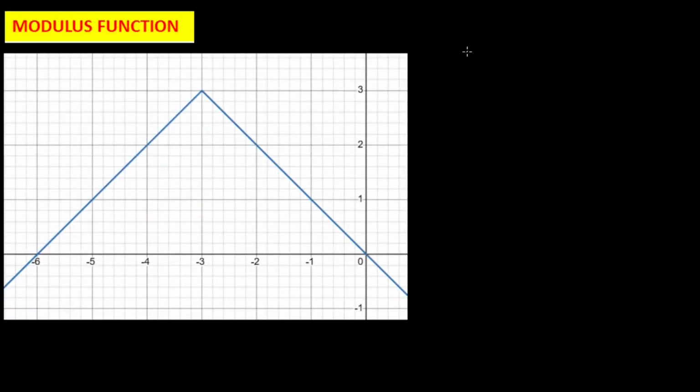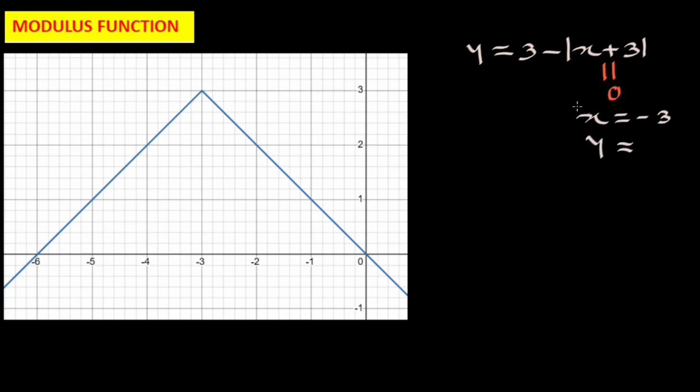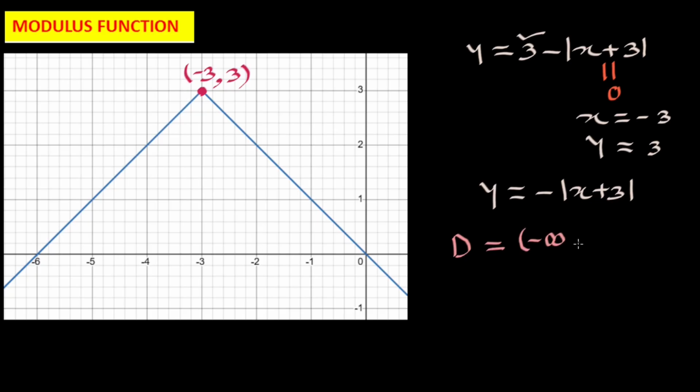This is a graph of y equals 3 minus mod x plus 3. To find the critical point, we equate x plus 3 to 0. That gives us x equals minus 3, and hence y equals 3. So the graph emerges at point minus 3 comma 3 and behaves like y equals minus mod x plus 3 as usual. Its domain obviously is minus infinity to plus infinity and range from negative infinity to 3.